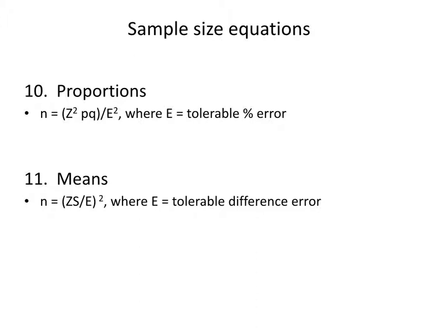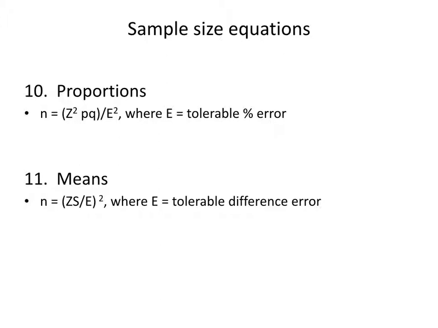These are the sample size equations for estimating proportions and estimating means. Now, all of the equations are given to you in a separate sheet, so you'll have these available to you as needed. For proportions, sample size, n, is equal to z squared pq, the quantity divided by e squared, where e is the tolerable error expressed as a percentage.